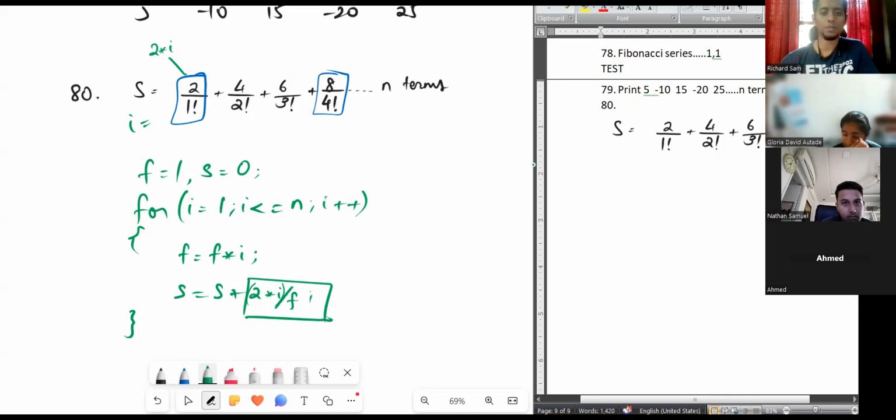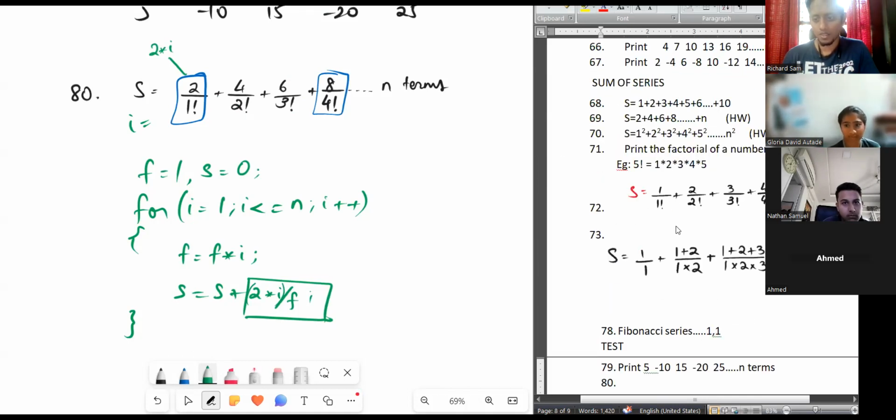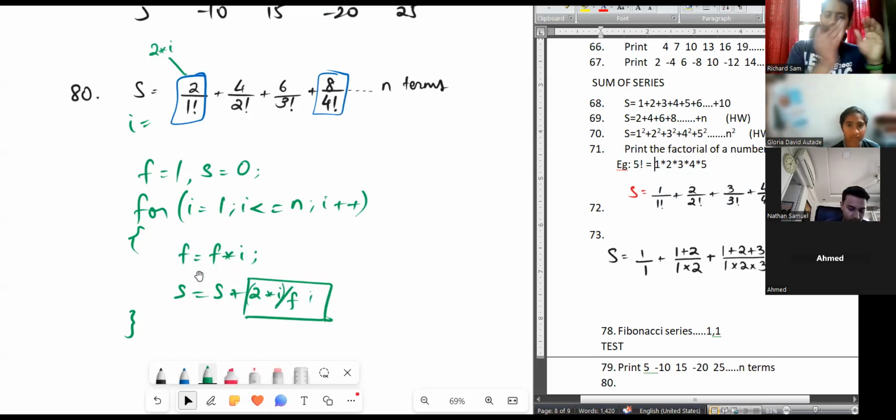So factorial of a number means, for example, factorial of 3 is 1 into 2 into 3. Here, question 71, which we did last time, was the factorial. Here I've written 5 factorial means 1 into 2 into 3 into 4 into 5. To find the factorial, this is the formula: F is equal to F into I. So you're multiplying all the values of I with the F and storing it in F. First time you're multiplying 1, that gets stored in F. Then you multiply 2, that gets stored. Then 3, 4. So it keeps accumulating all the multiples of I.